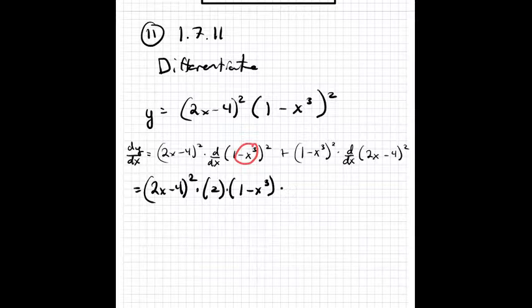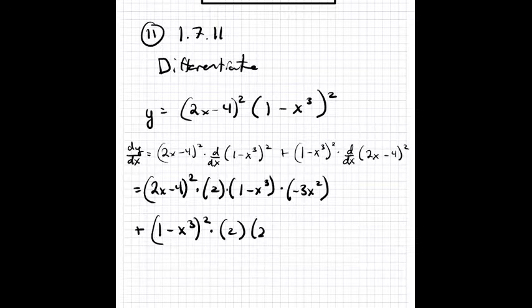All of that is that first term. I'm going to say plus the (1 minus x cubed) squared, that just comes down. Now we use the chain rule again. The 2 comes down, this (2x minus 4) persists, the exponent stays, and then we're going to say times the derivative of the inside function. The derivative of the inside function in this case is just going to be 2.